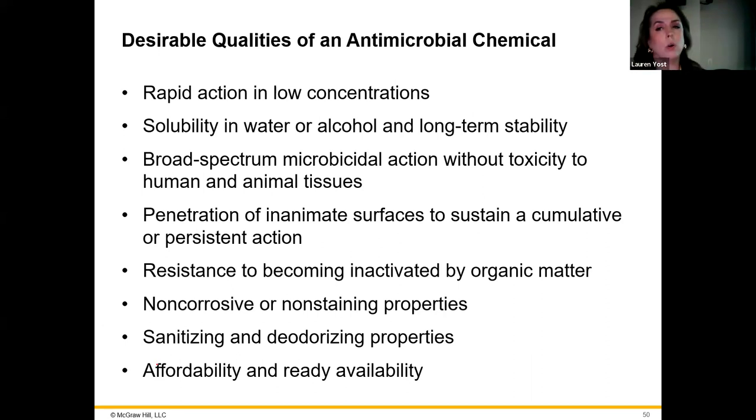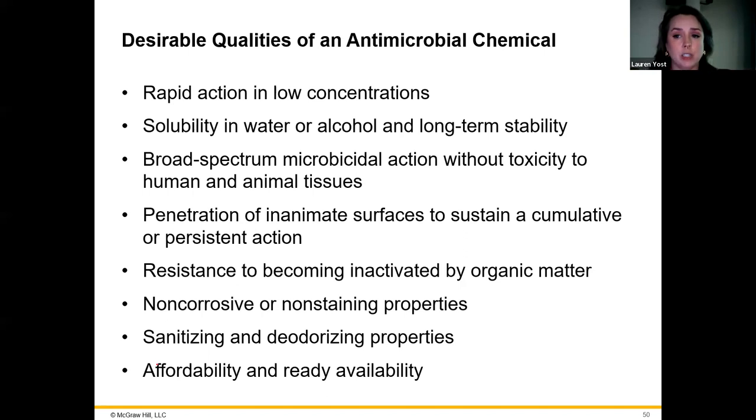All right, so when you're dealing with chemicals, you want rapid action in low concentration, solubility in water or alcohol, because that's what all of your other stuff is already dissolved in. Broad spectrum microbicidal action. You want microbicidal, not microbistatic, right? Because you'd rather kill these suckers than let them come back. So you want broad spectrum, but you don't want it to hurt the people.